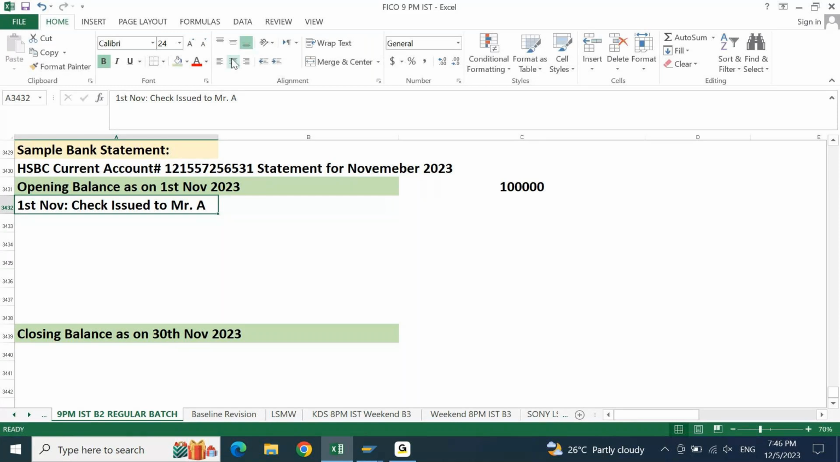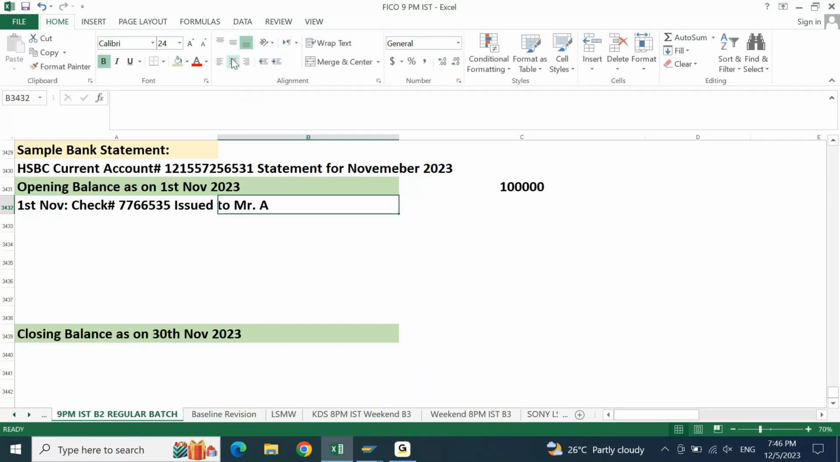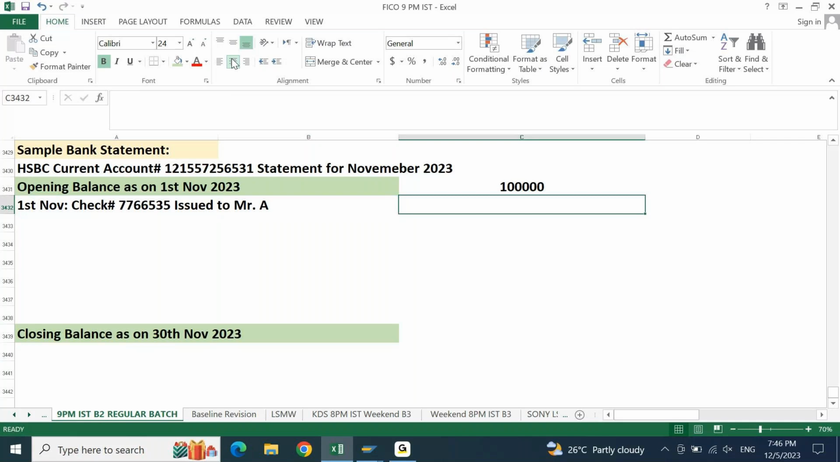Now when I say check issued to Mr. A, I have to be very specific. I need to write the check number. Let's say 1 2 3 4 5 6 7. I'm writing a 7-digit check number. Check issued to Mr. A. I will put the amount as some 25,000, or I'll say some 20,000 I will take here.